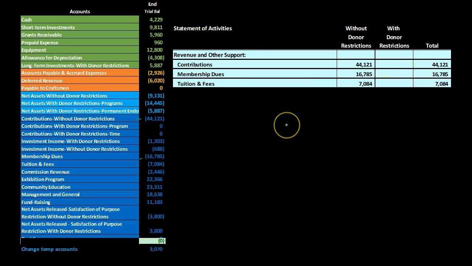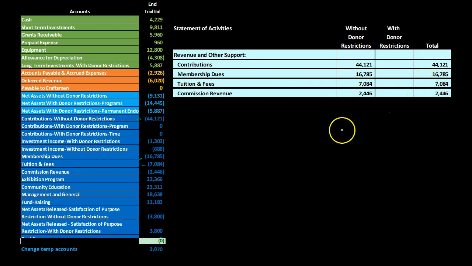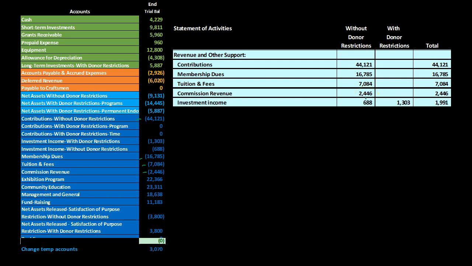Next, we have the tuition and fees. Tuition and fees is going to be that $7,084. So the tuition and fees, once again, without donor restrictions in the without donor restriction columns and totaling them up. Next, we have the commission revenue. So that's another revenue type of account, it being a credit balance down here. Commission revenue then going into the without donor restrictions up top for the total, including just the amount without donor restrictions.